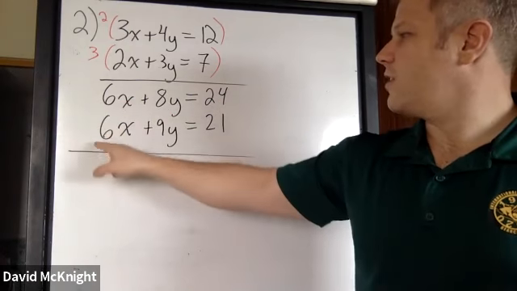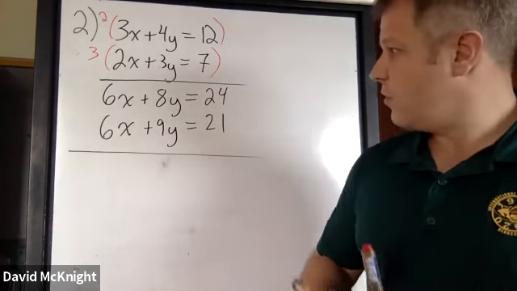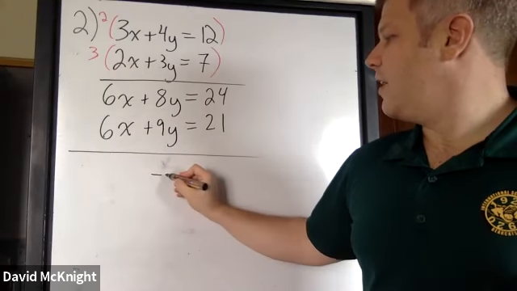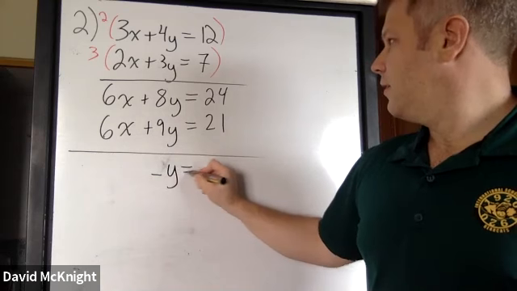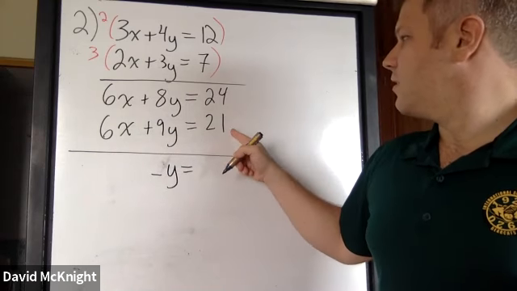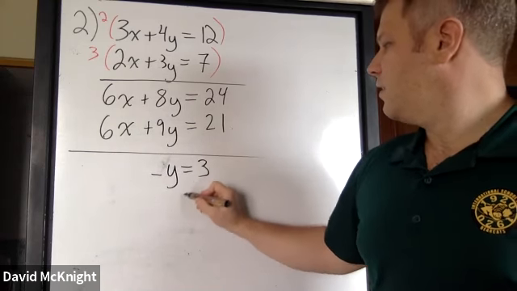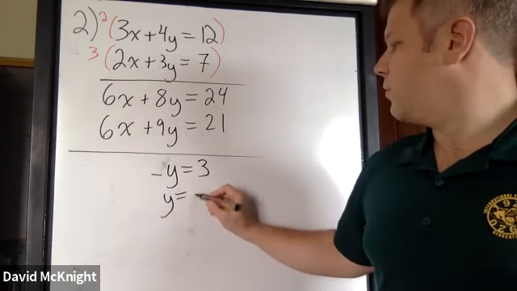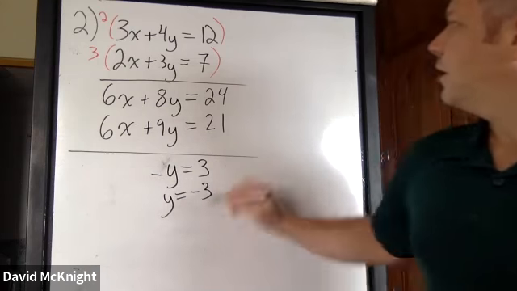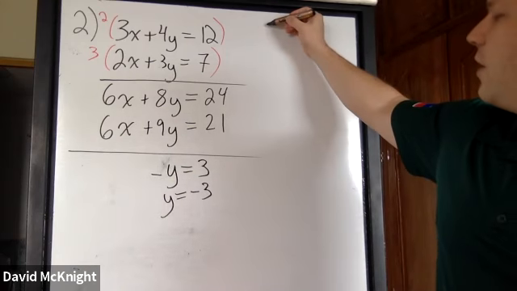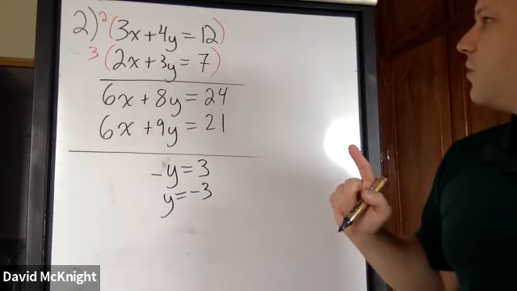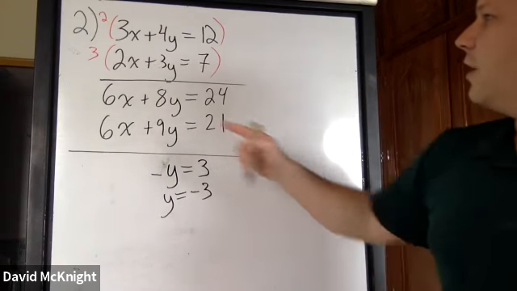So 6x minus 6x, that leaves us with 0. 8y minus 9y would be negative 1y. And 24 minus 21 is 3. So y is equal to, if I multiply them both by negative 1, negative 3. Let's go back and substitute to find out the x value. And it doesn't really matter where I substitute, it really doesn't. Maybe I'll do it here.